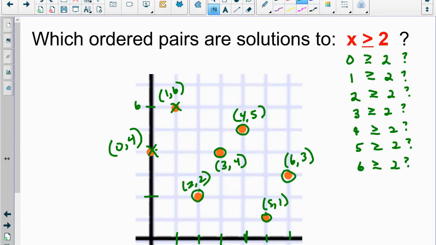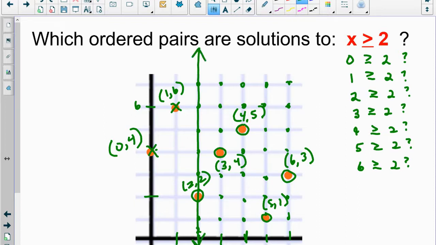Well, yes, it is. And if you look at this carefully, you'll notice that the first time we had a solution as we worked from left to right was when we had an x coordinate of 2. In fact, any ordered pair that might be on that vertical line where the x coordinate is 2 would be a solution. And so would any of the points that have an x coordinate of 3, 4, 5, 6, 7, or 8. I think you get the picture. Basically, anything to the right of this boundary.